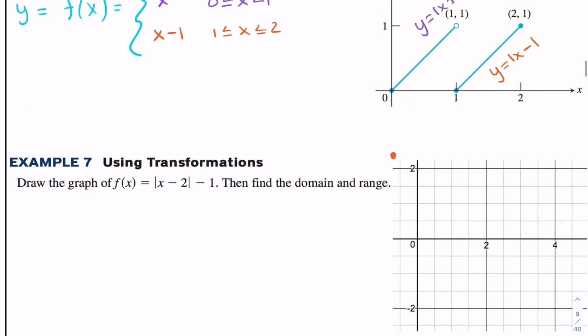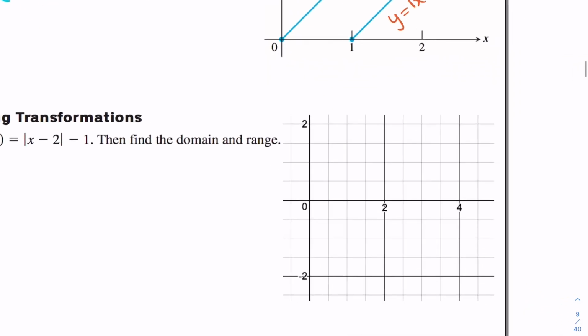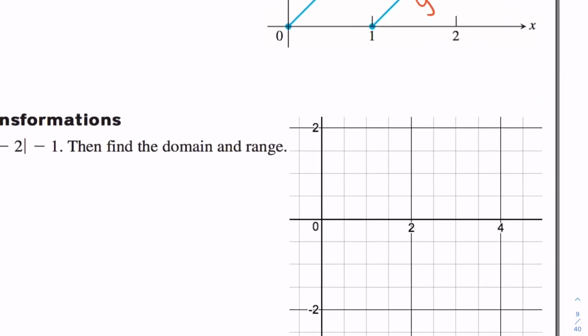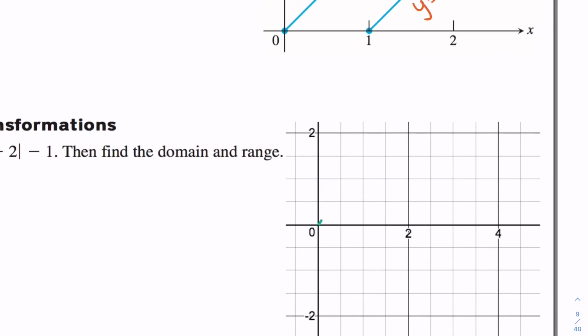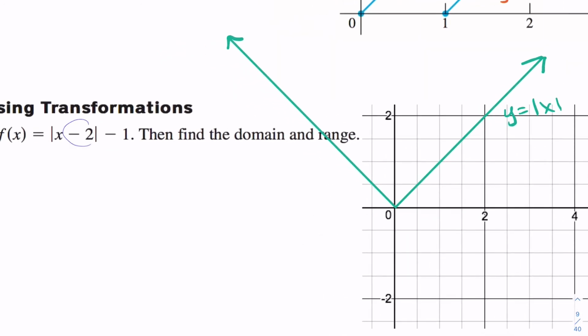Here's a transformation. We have the absolute value of x minus 2, all take away 1. So the first thing I'm going to do is graph an absolute value function through the origin, and I will move it in a second. So here we are. We have an absolute value function through the origin. And this one is y equals absolute value of x. And we are going to move it 2 units to the right.